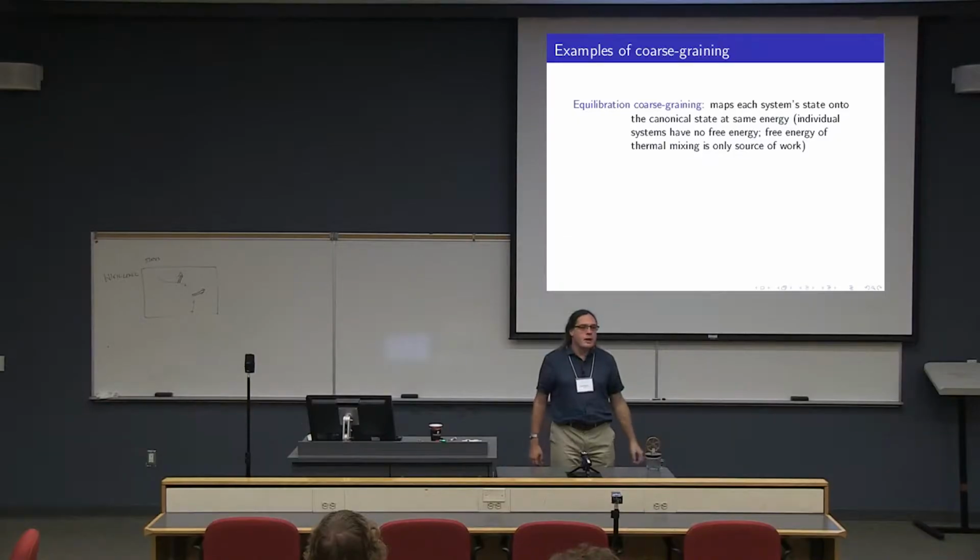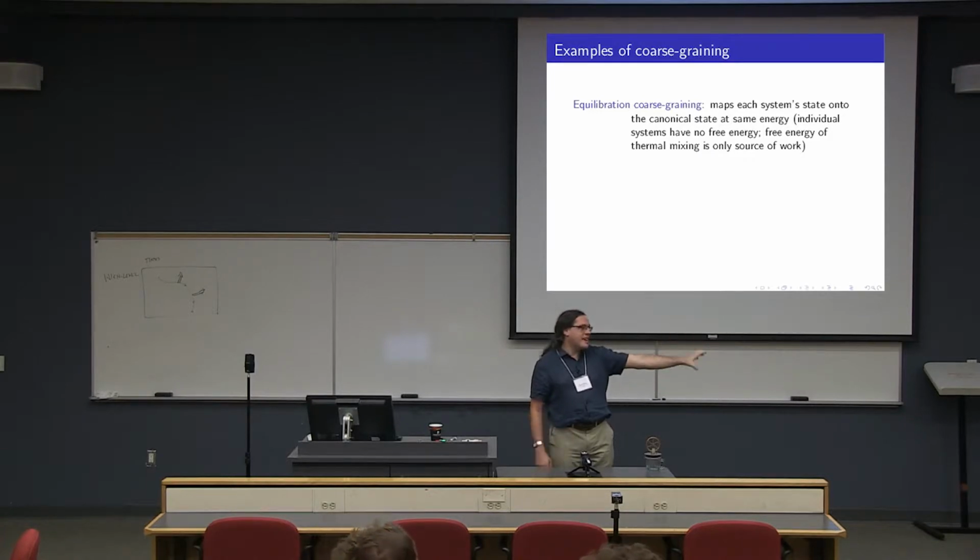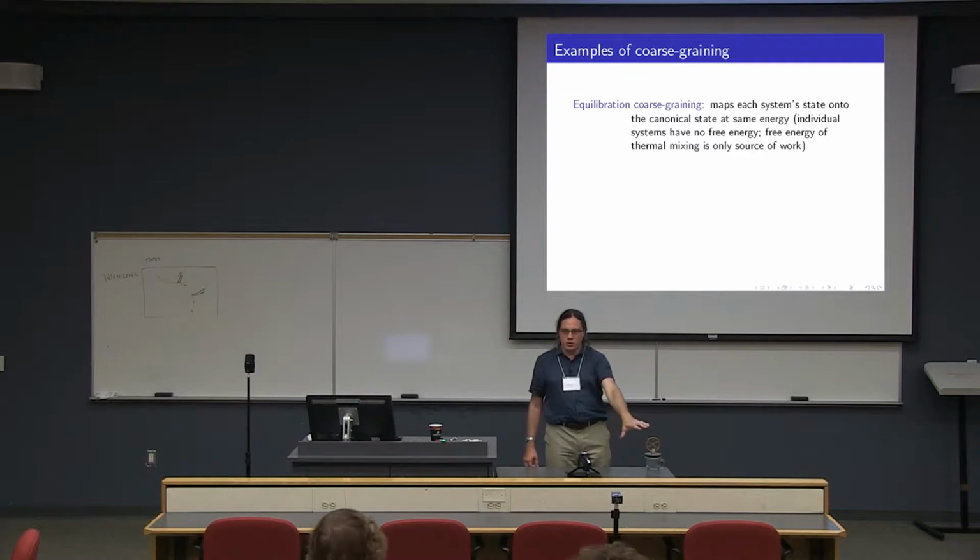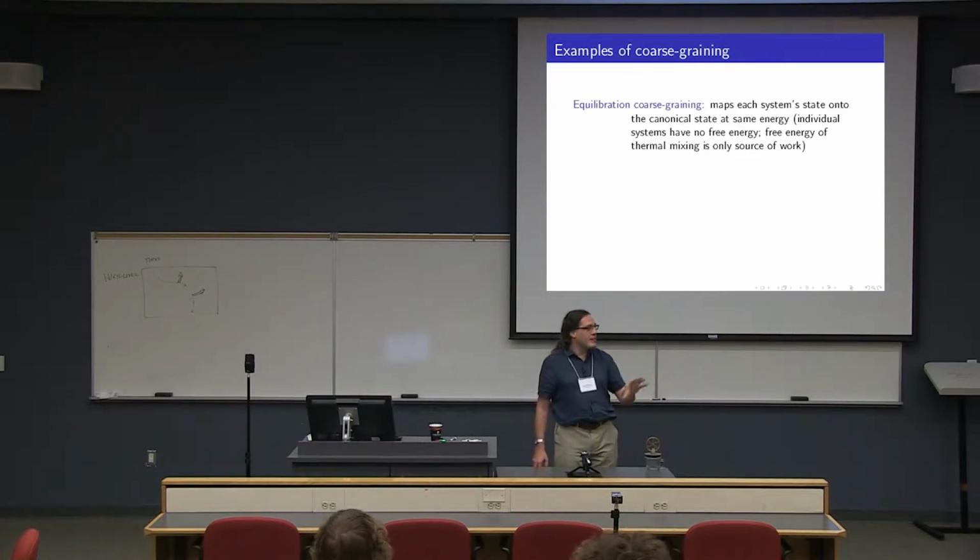Okay, that was a bit abstract. To illustrate it, let me mention a couple of coarse grainings that do important foundational work here. The most obvious is equilibration coarse graining. So I've got a bunch of systems. The equilibration coarse graining just maps every system state into the equilibrium, the canonical distribution at the same energy as that state.